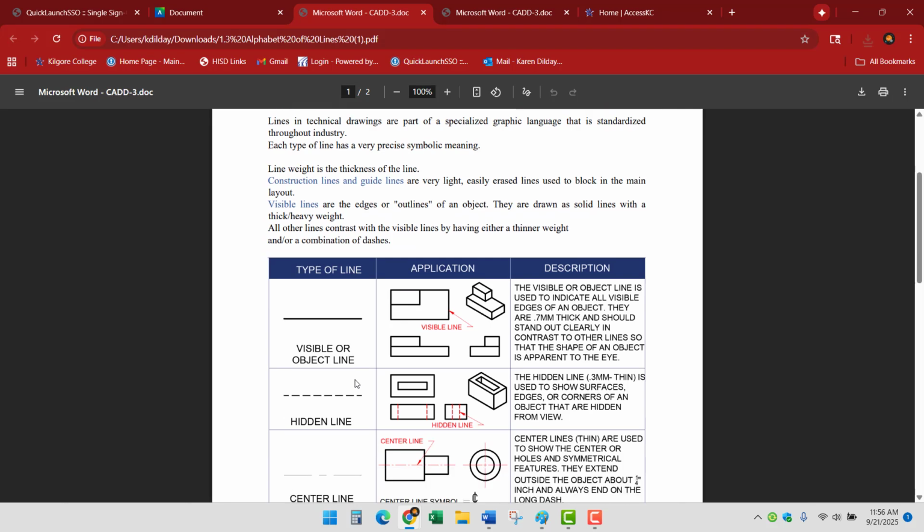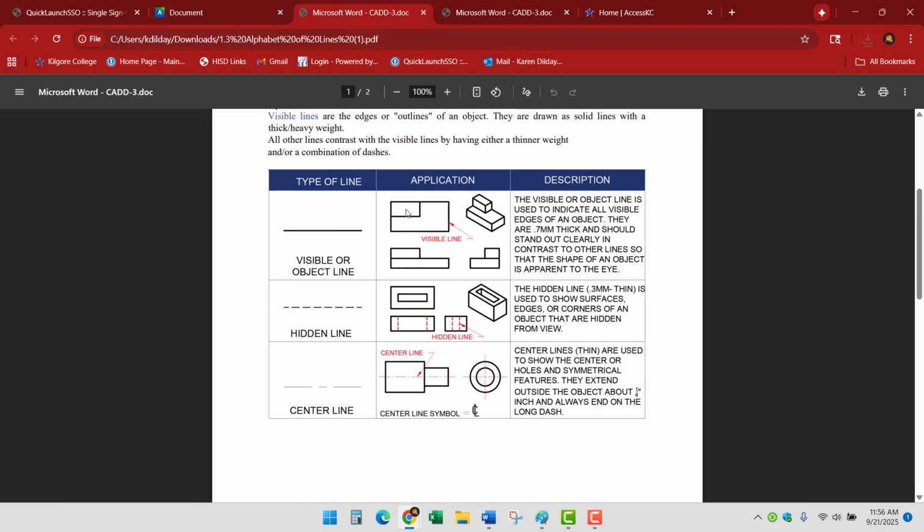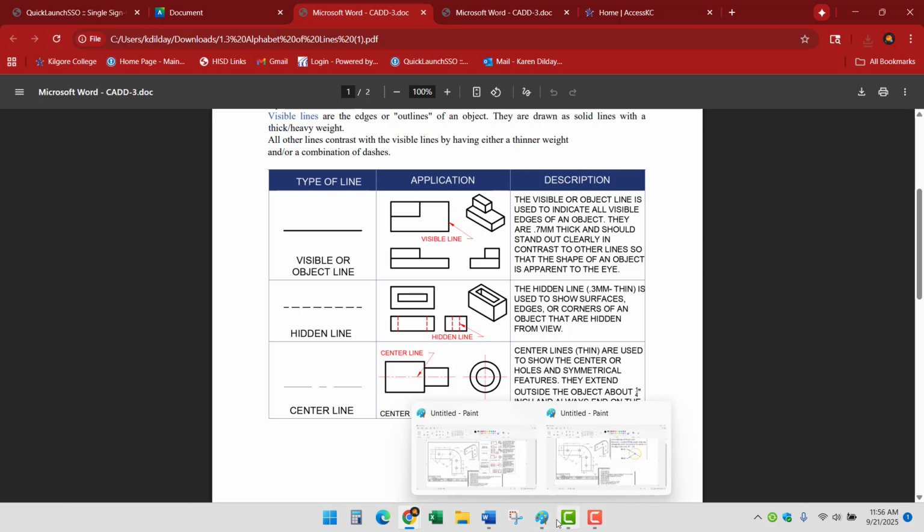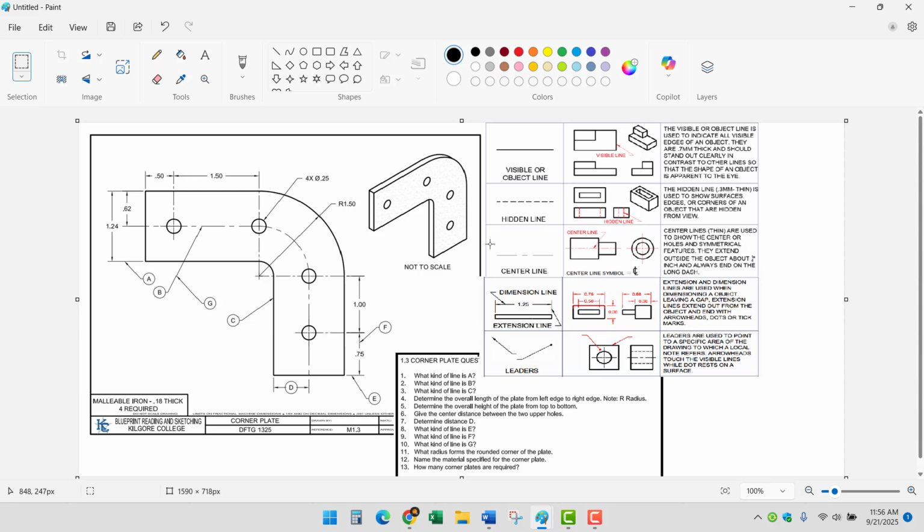It gives you the type of line, how it looks in a drawing. It gives you the application and how to look for those lines, and the description or the functions of each one of those lines. If I go back to the previous sheet that I had, note that I took some of those to be able to answer those. So I suggest that you either print them out and have that Alphabet of Lines PDF handy, or open it for each of these print reading assignments. Okay, so let's get started here.